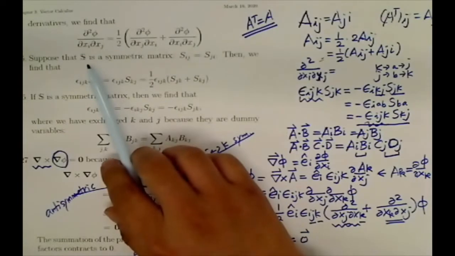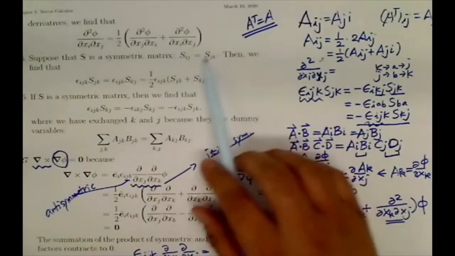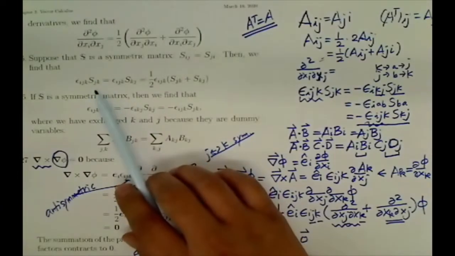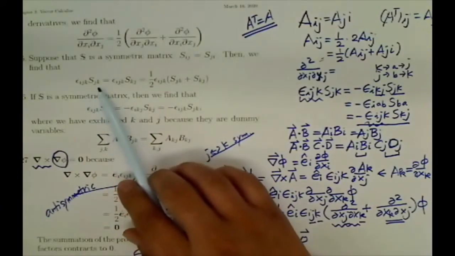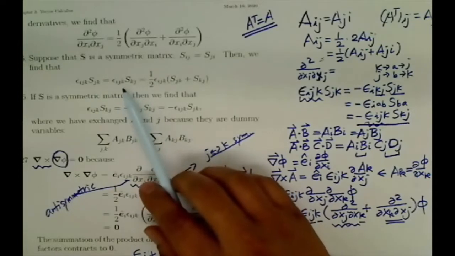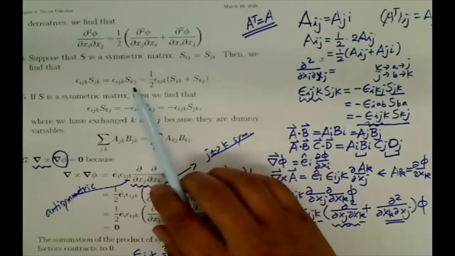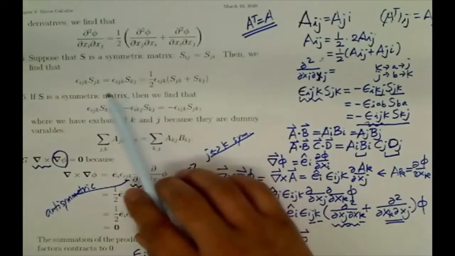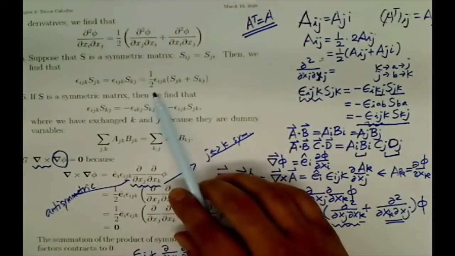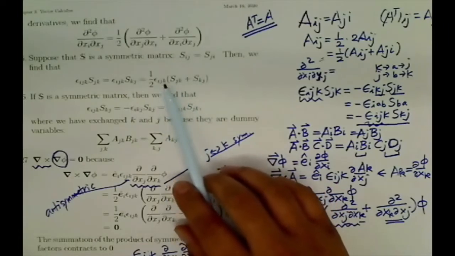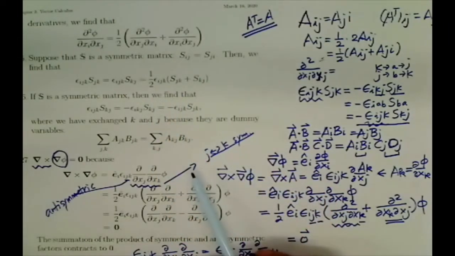Suppose that I have a symmetric matrix S, and I multiply the Levi-Civita tensor epsilon_ijk by S_jk, and we sum over j and k. Because S is symmetric, it is the same as epsilon_ijk S_kj. If I add these two, it is doubled, so I multiply by 1/2: 1/2 epsilon_ijk (S_jk plus S_kj). So it is a completely symmetric form in jk, multiplied by an antisymmetric one, and we sum over j and k.